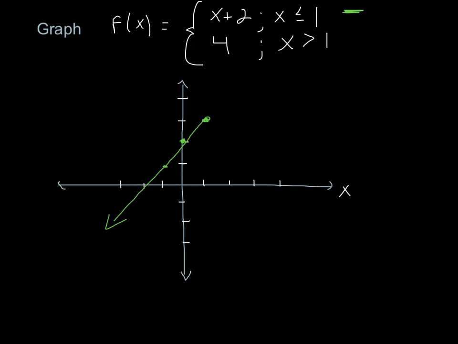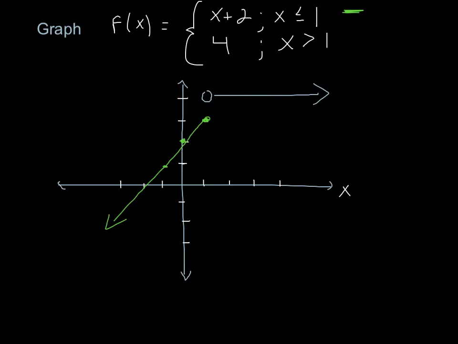The second piece of the function says whenever x is greater than 1, we're just going to graph 4. f of x is equal to 4. That's a constant. So up here at 1, I'm going to jump up to 4. I'm going to have an open dot because the 4 is not defined when x is 1. It's defined when x is greater than 1. And I'm going to have a horizontal line.